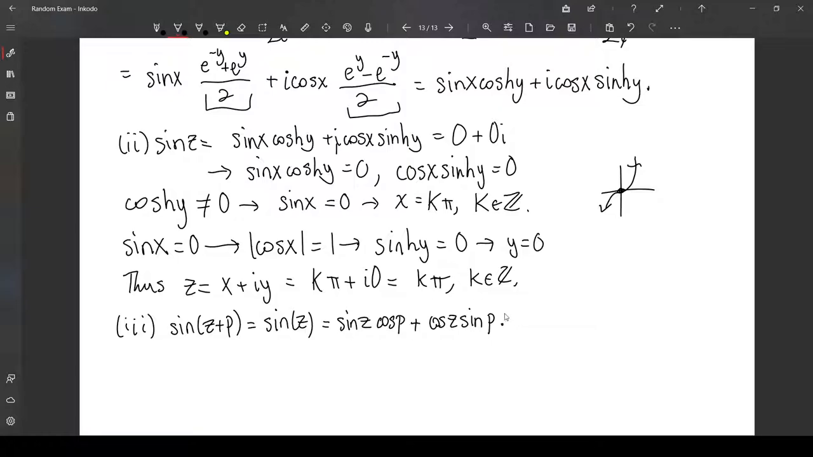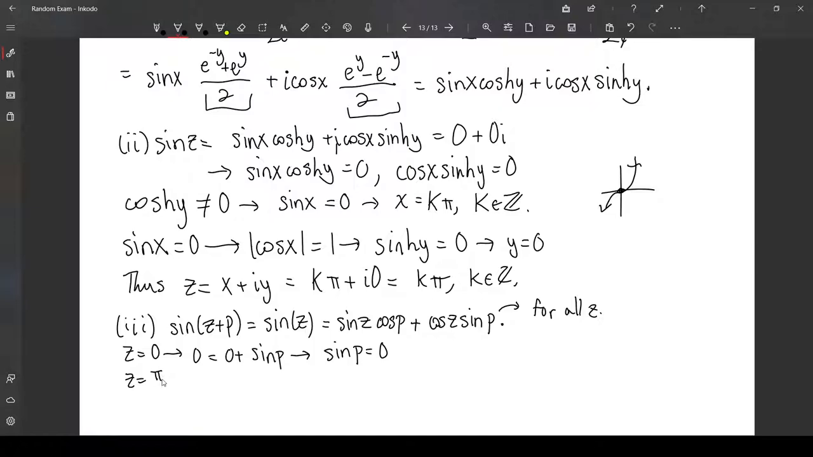And so this equation holds for all z. So let's look at z equals 0. Then 0 equals 0 plus sine p, so sine p equals 0. So it could be integer multiples of pi, but we need to show it's even integer multiples of pi.